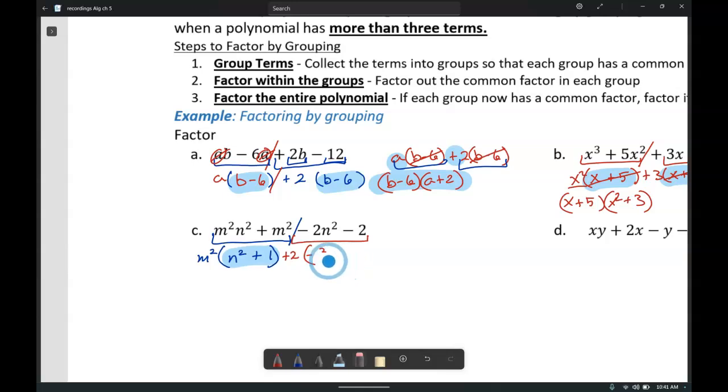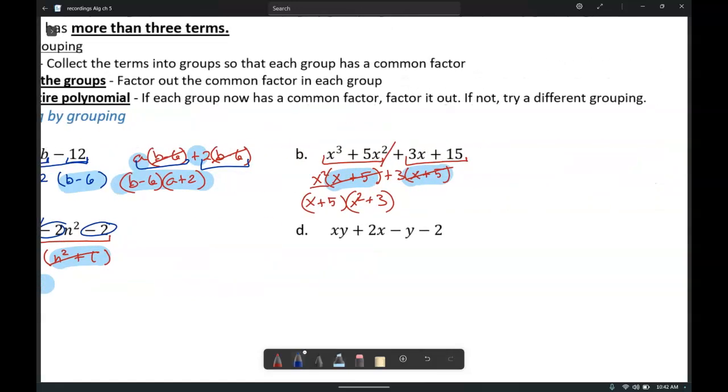So let's back it up a second. We know that our binomial needs to be n squared plus 1. So we have to look and analyze and see, well, what can we factor out that changes the signs from negative to positive? We factor out a negative 2 instead. That creates these binomials to match, n squared plus 1, and then we're left with m squared minus 2.